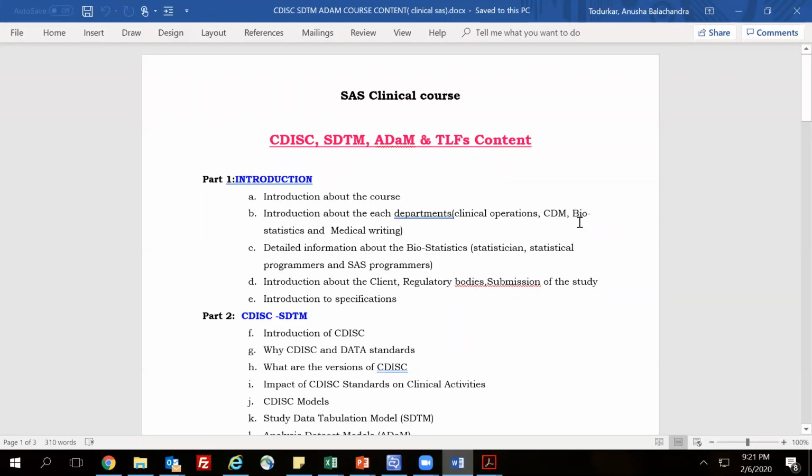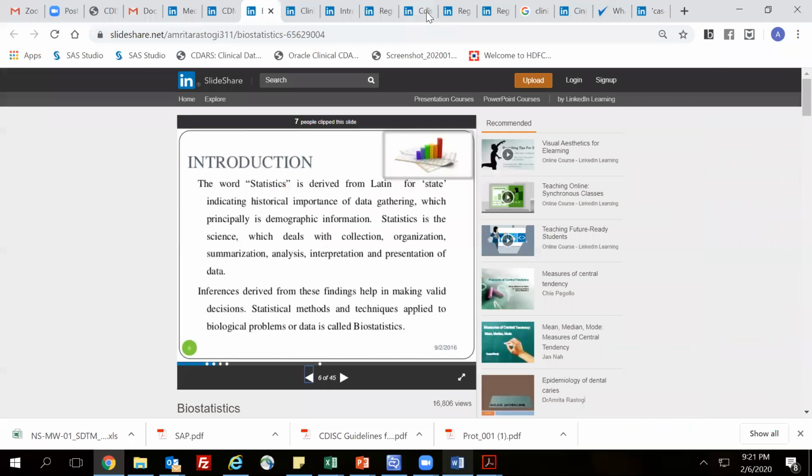Okay. Now biostatistics. Okay, third one, biostatistics. What is statistics? I'm sure you all know, statistics is nothing but gathering the collection of data, which might be demographic information. Demographic means of a particular subject on whom the trial is done. Statistics is a science which deals with collection, organization, summarization, analysis, interpretation and presentation of data. So how do we present data? That is nothing but statistics. We do that in order to get the interpretation and analysis.